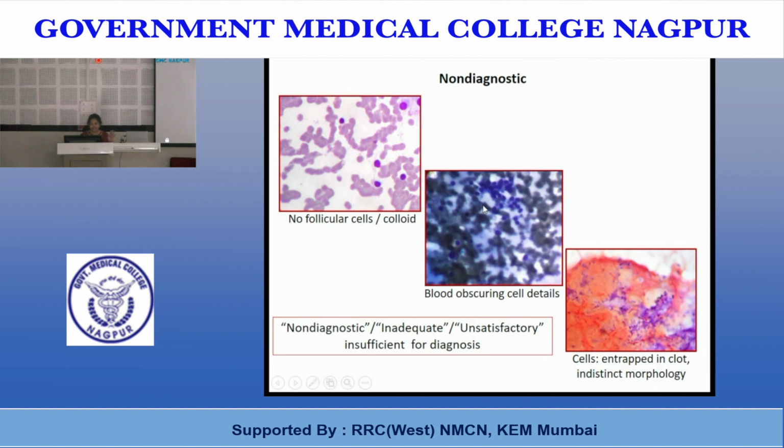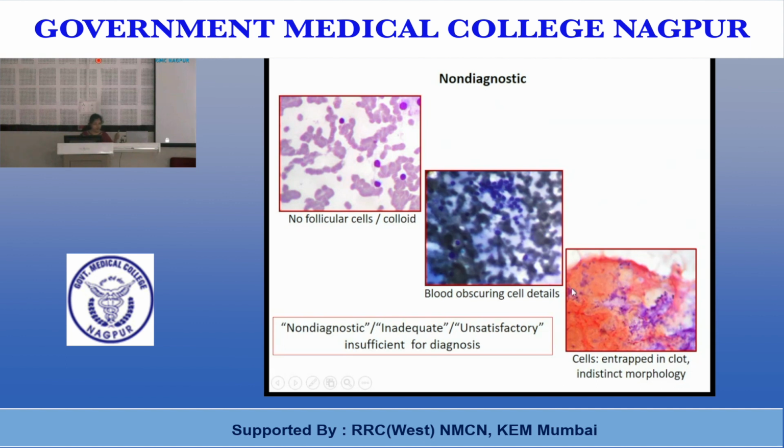In this second case, cells are there but obscured by abundant blood. So this would be unsatisfactory. And in this case, the cells are entrapped in a clot, the morphology is indistinct. This is probably a delay while preparing the smear and fixing it. So this too becomes unsatisfactory.